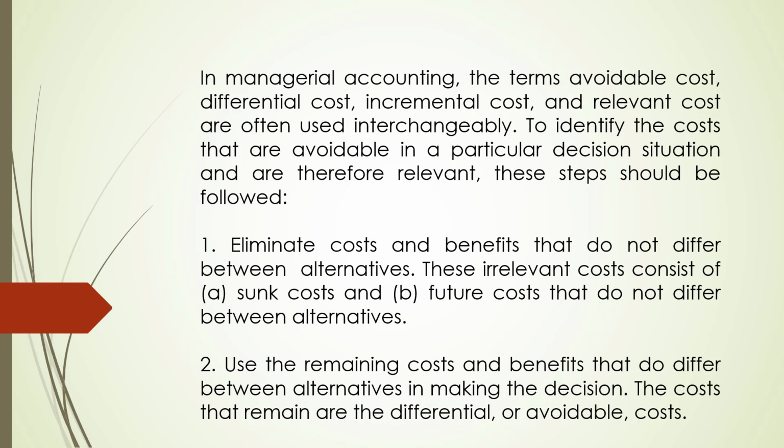These steps should be followed. The first step is to eliminate costs and benefits that do not differ between alternatives. This irrelevant cost consists of sunk cost and future costs that do not differ between alternatives. And the second step is to use the remaining cost and benefit that do differ between alternatives in making the decision. The costs that remain are the differential or avoidable cost.